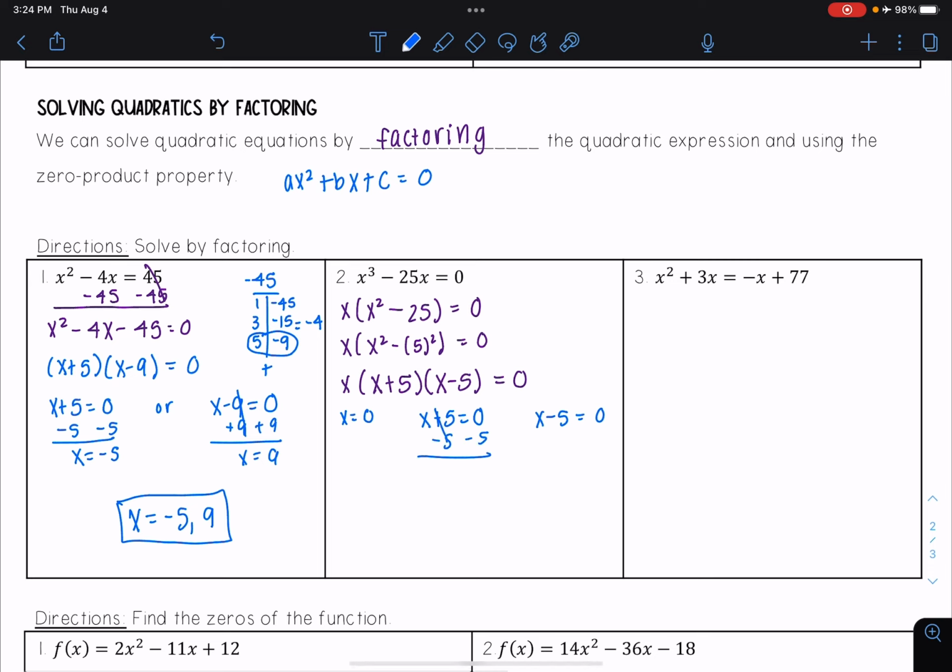And solving both of these, this time I end up with three answers. I have that x is equal to negative 5, 0, or 5.